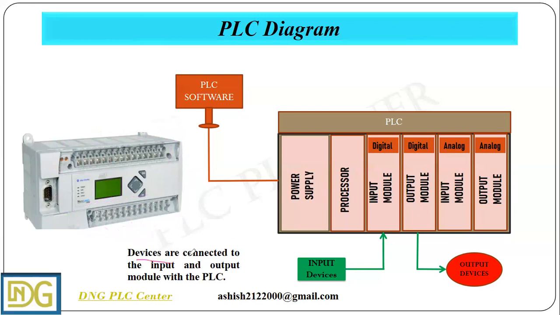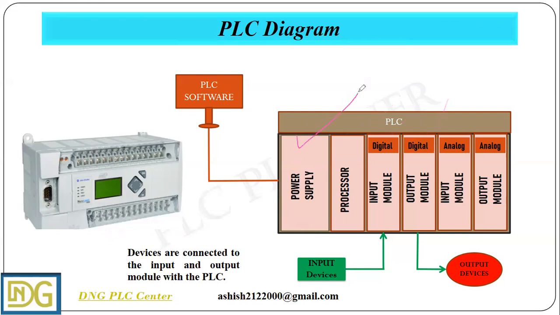Okay, devices are connected to the input and output modules of the PLC. So this is the PLC diagram. Our PLC is connected to our laptop or PC with a communication port. It can be RS-232, RS-485, or an Ethernet port. And our PLC is divided section-wise.